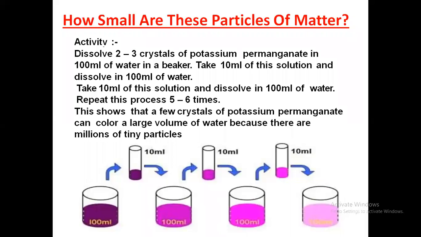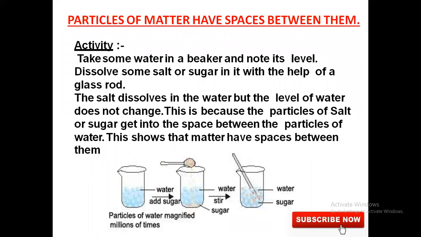Then you have to take 10 ml of the solution from that beaker, and put this 10 ml of the solution in another beaker which contains 100 ml of water. You have to repeat this process 5 to 6 times. What does this show? This shows that a very few crystals of potassium permanganate can color a large volume of water because there are millions of tiny particles. From this activity, we conclude that matter is composed of very small particles.